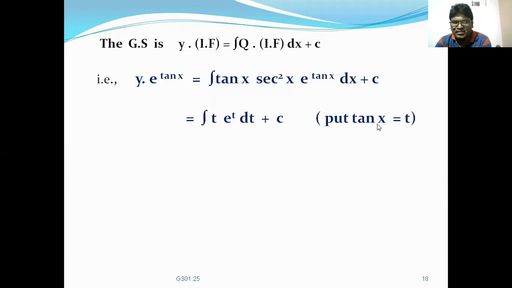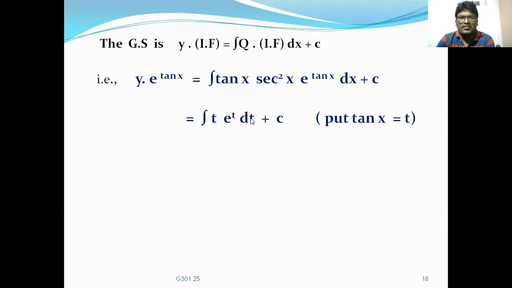After differentiating this equation, you will get sec square x dx. So now it is a variable in t. This integrand is in variable t, and this is in variable x. Now it is ready to integrate using the integration by parts formula.